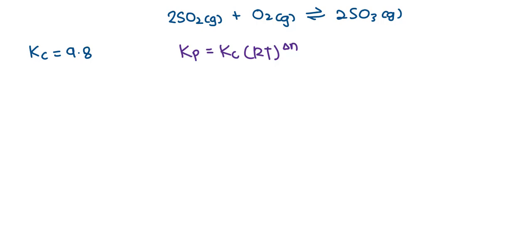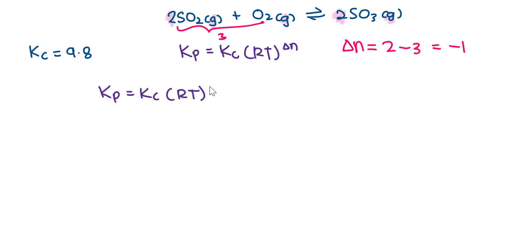So since here we have 2 moles of the SO3 gas product, the delta n in this reaction is 2 moles of the SO3 product minus 2 moles of SO2 gas reactants plus 1 mole of the O2 gas reactants. So 2 plus 1 here is equal to 3. Right, so 2 minus 3 is equal to negative 1. So the formula that we are going to use here is Kp equals Kc times (RT) to the power of minus 1.